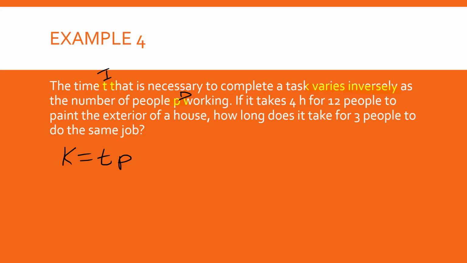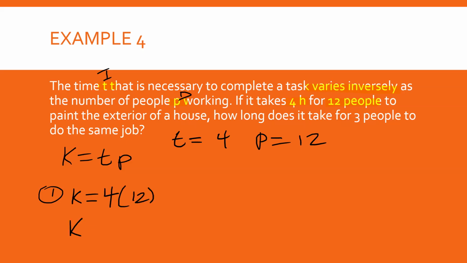Still with me? What given information did they give us for t and p? Well, they gave us a time of 4 requires how many people? 12. So they gave us a t and p used to find our k. So we have t equals 4 and we have p equals 12. Can I find my k? Can I do step 1? Yeah. So step 1, your k equals your time times 12. So therefore k equals 48. So we have found our k.